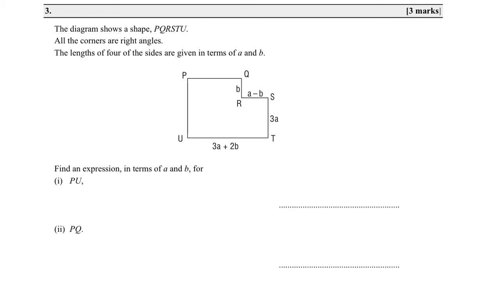Okay, so I want to know what this length is. Now, I know that this length is 3A and this length is B. And if I was to push them across here and here, this length is both of them added together, which is 3A plus B. Okay, so then the next part. This is 3A plus 2B.